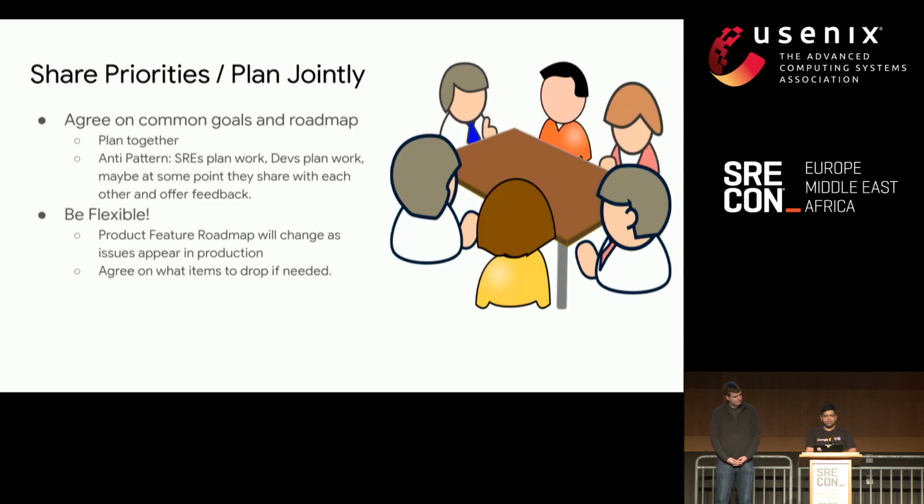So now that you've agreed on the one product concept, and now that you're effectively communicating, something else you can do is share priorities and plan jointly. One particular anti-pattern is that SREs plan their work, devs plan their work separately, and at some point they share plans with each other. You need to understand what your common goals are.